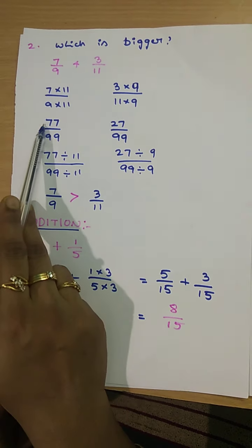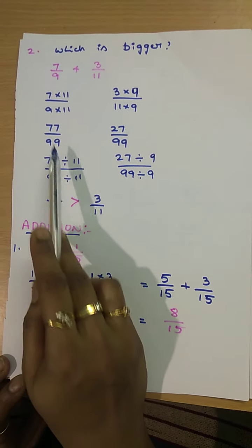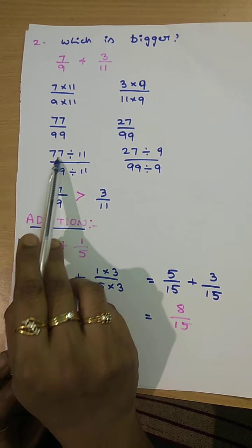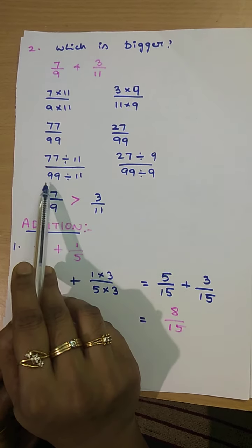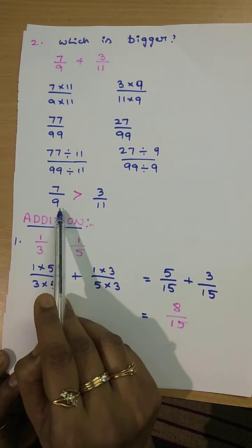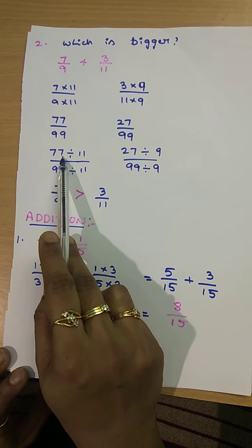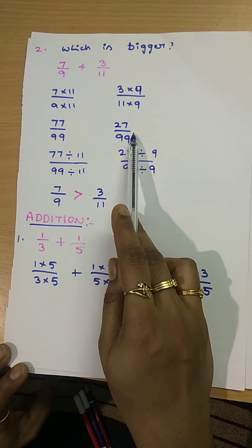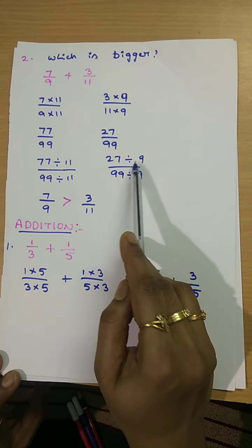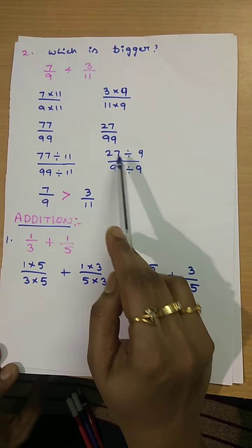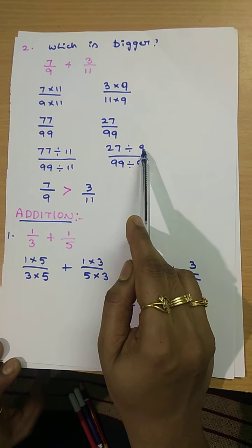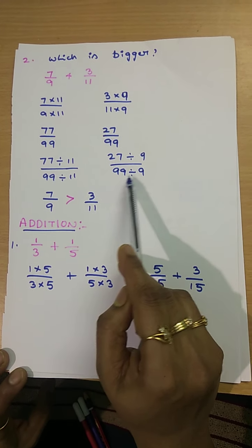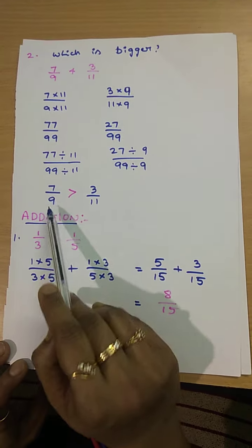So I am converting these fractions into standard form by dividing by 11. 77 divided by 11 and 99 divided by 11 is equal to 7 by 9, because 11 sevens are 77 and 11 nines are 99. Then 27 divided by 9 and 99 divided by 9. 27 divided by 9 is 3, as 3 nines are 27, so I am writing here 3, and 99 divided by 9 means 11. 3 by 11. Okay.